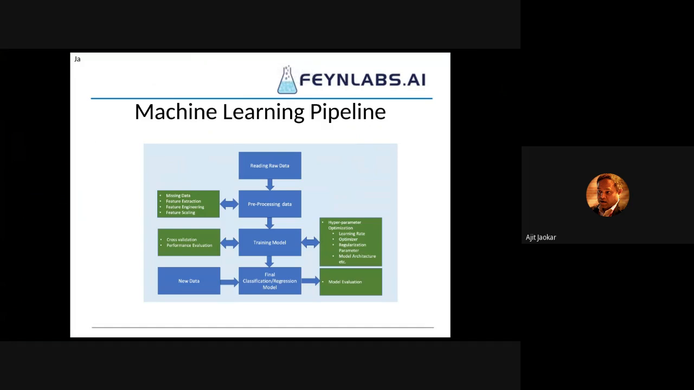So you have reading, pre-processing, and training the model. This is the overall flow, and there are certain things you have to do: for example, look at missing data, feature extraction, feature engineering, feature scaling, etc. When you train the model, you do cross-validation and performance metrics, then parameter optimization, and then the final model evaluation. That's the general flow.